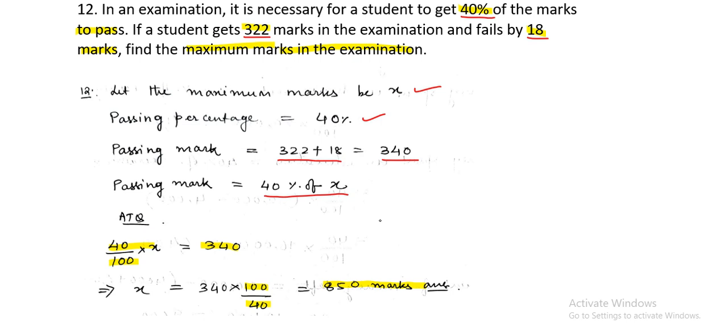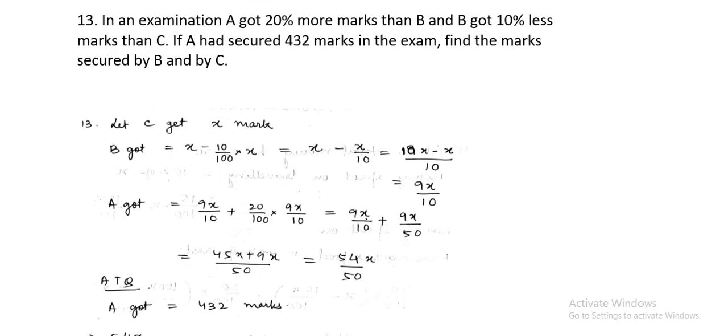Okay, now let us see question number 13. In question number 13 it is saying that in an examination A got 20% more marks than B and B got 10% less marks than C. If A had secured 432 marks in the exam, find the marks secured by B and C. So first we will write: let C get x marks. Now what is given in the question? It is given that B got 10% less marks than C.